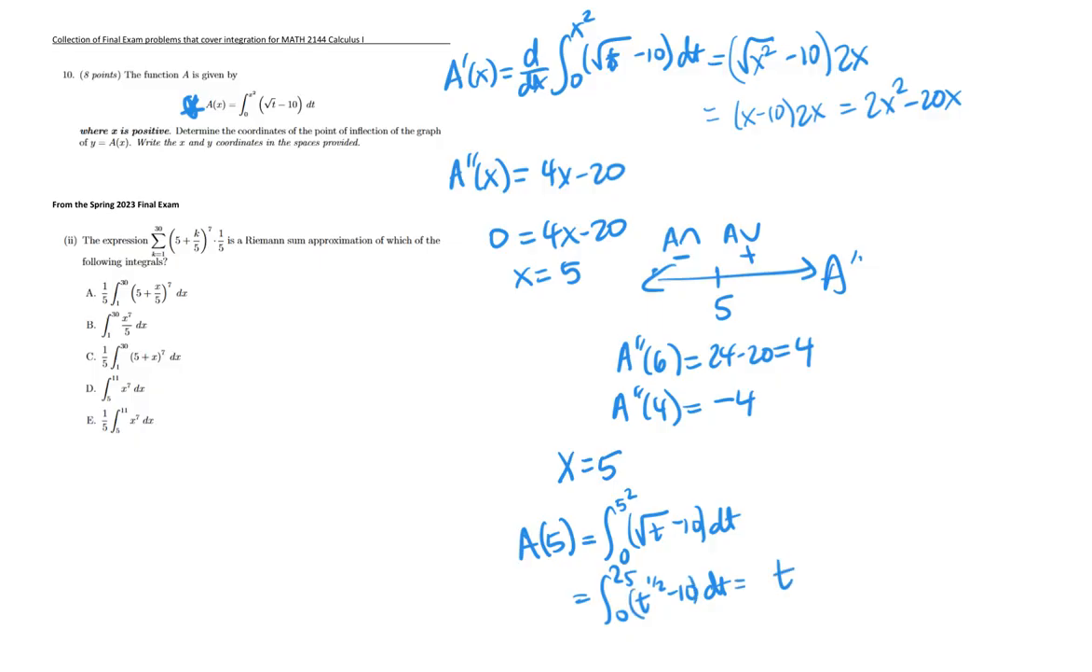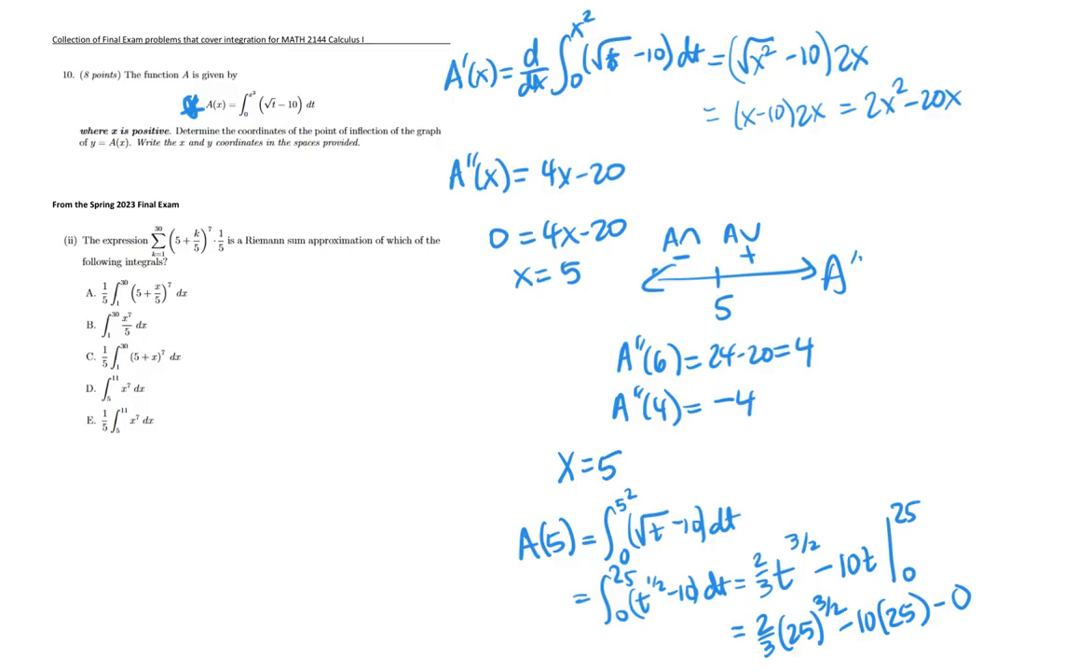So it'll be t to the 3/2 times 2/3 minus 10t, and I want to evaluate that from 0 to 25. So when I plug 25 in that, I'll have 2/3 times 25 to the 3/2 minus 10 times 25. That's a really nice problem. And then minus, when I plug in 0, I'll just get zeros. So that value is the y coordinate of my inflection point. Let me plug that in the calculator real quick.